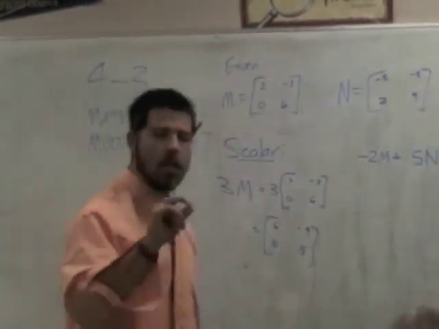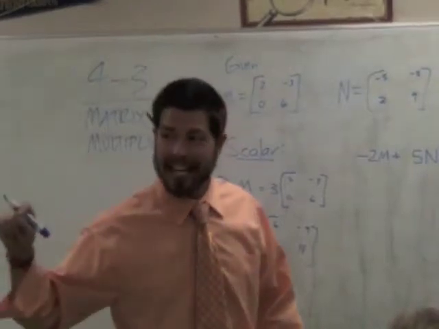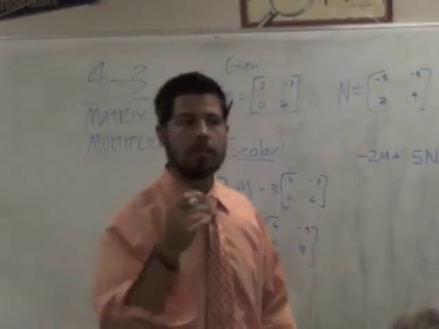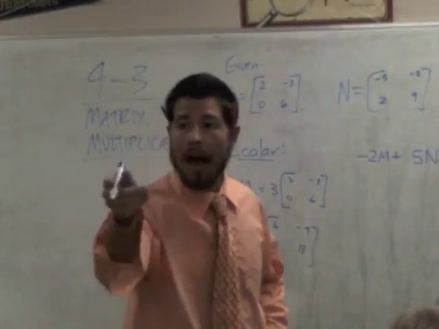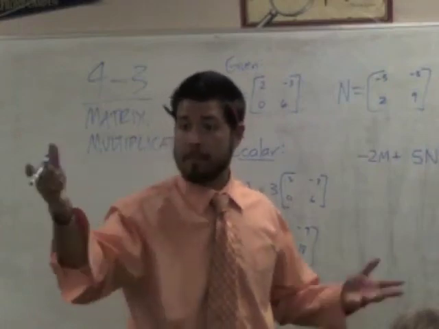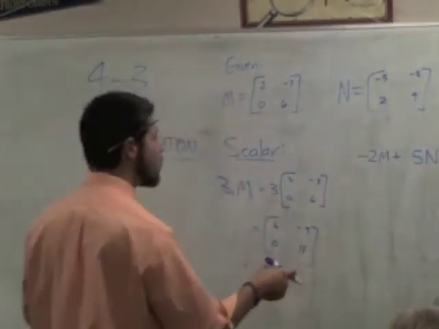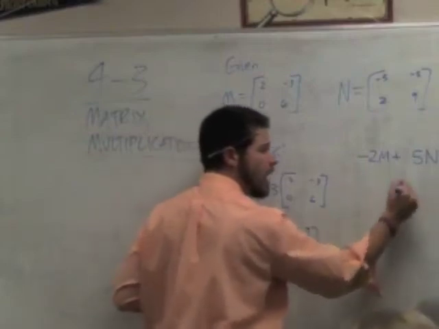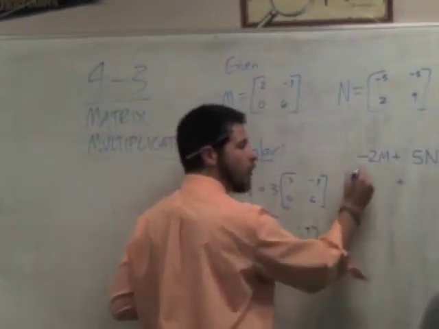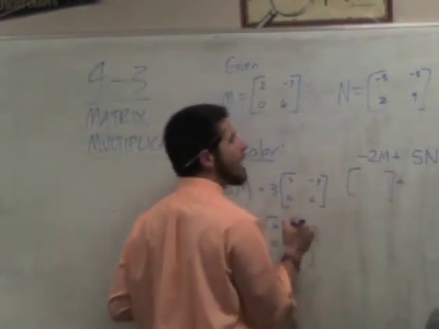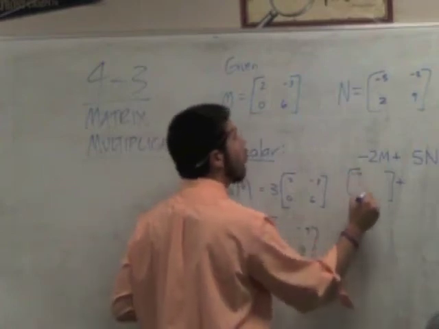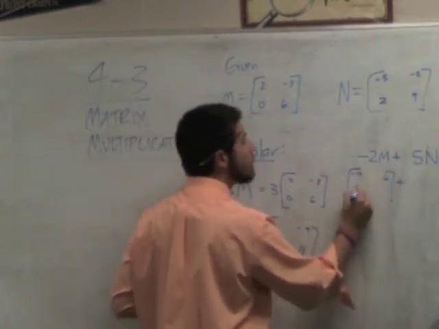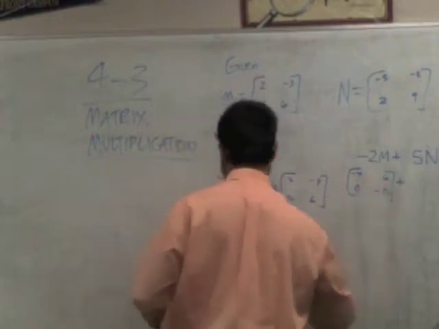Question. Are M and N allowed to be added together? Yes. Why? Because they're both 2 by 2s. Because the dimensions are the same. So let's calculate both of these first, and then we'll add these things together very quickly. -2 times M would be -4, +6, 0, and -12.